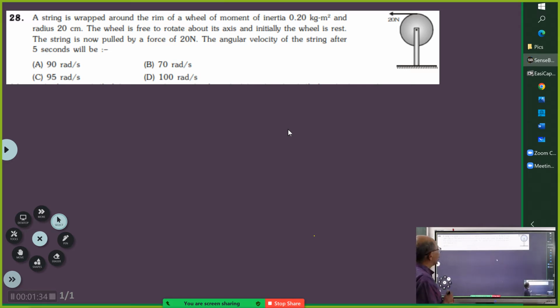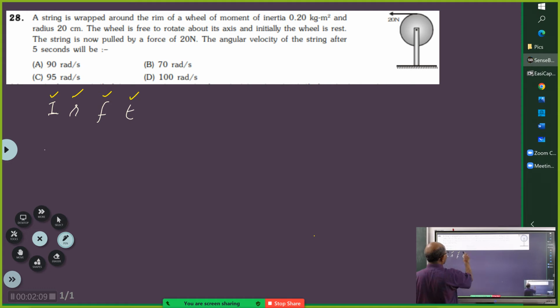What about others? You should not take so much time. What is given here? The moment of inertia of the disk is given here, so I is given. And then they are giving you the radius R, and then the force is given here, and then the time is given here.